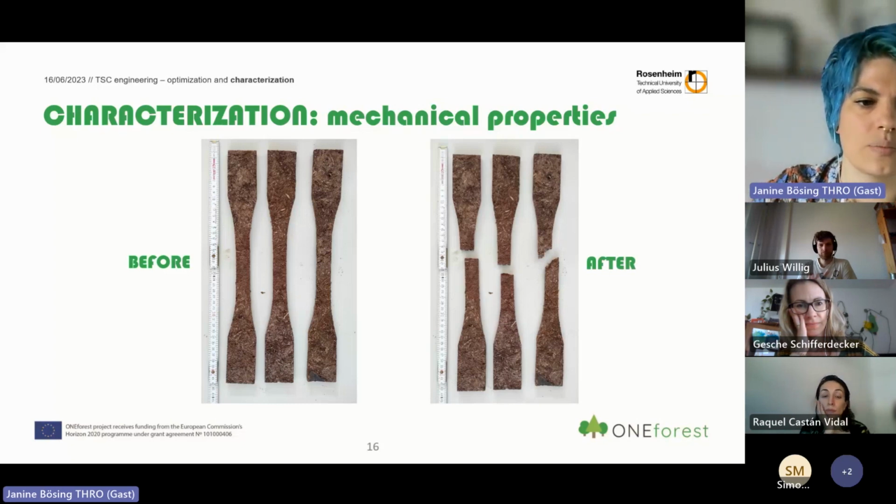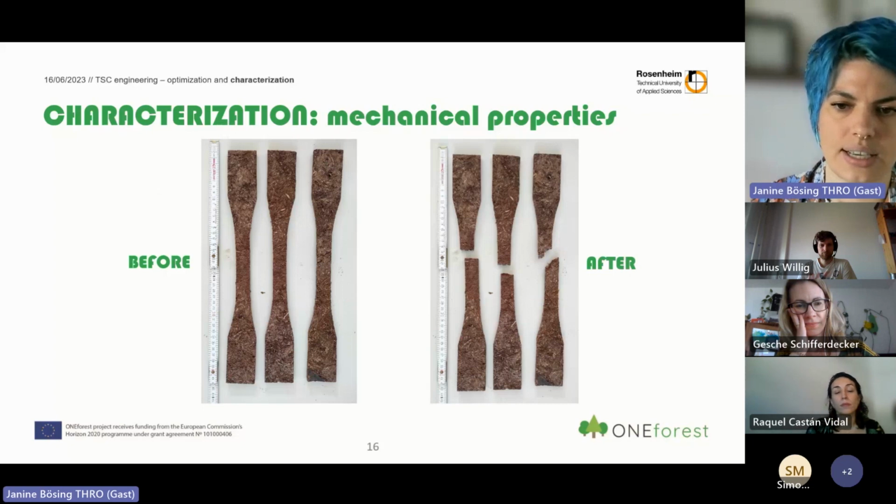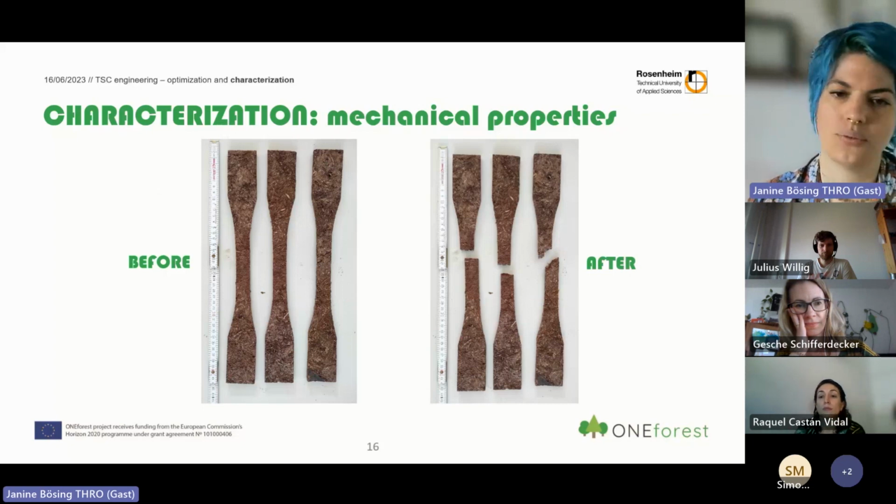Here we can see some prototypes that I've tested before and after the tests, and we see that after the tests they are destroyed, and we measure then.